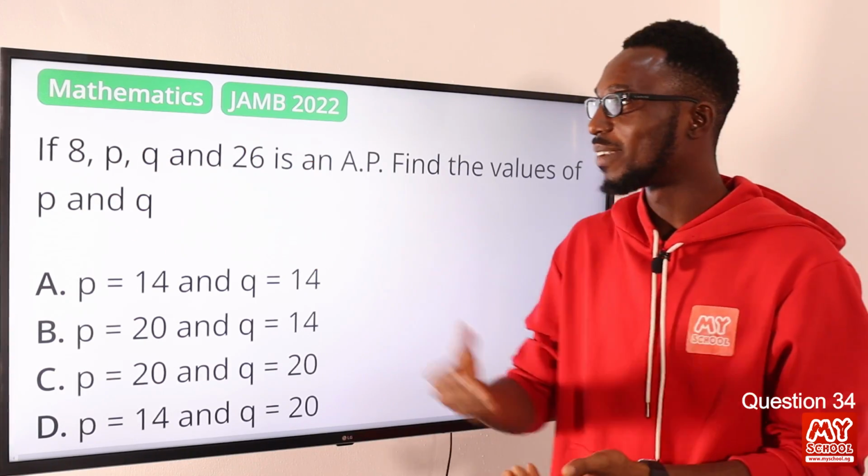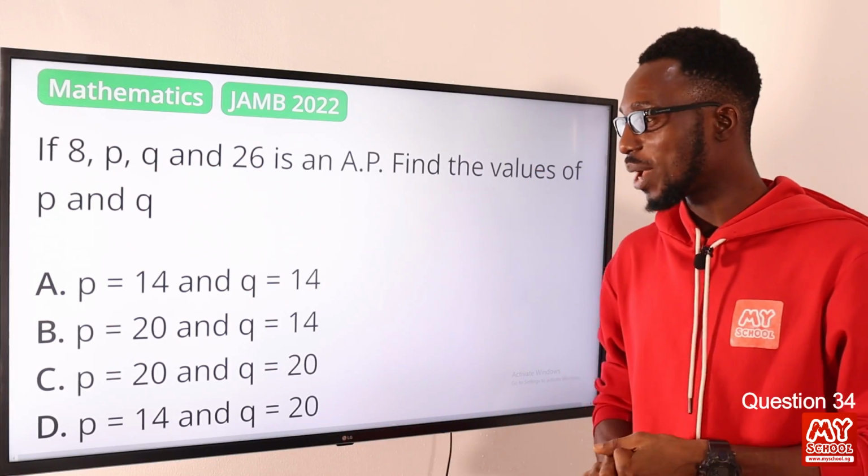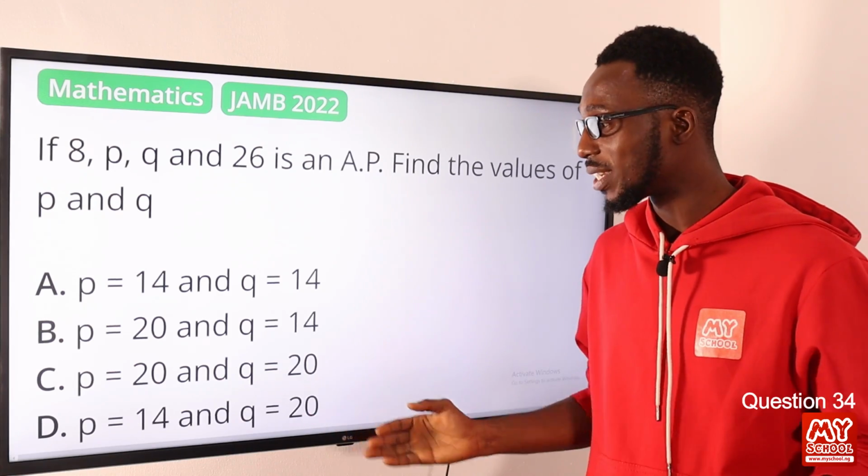So you can see that the value of P will be 14. The value of Q will be 20. So where do we have that? P is 14 and Q is 20. That is option D. So option D is the right option.